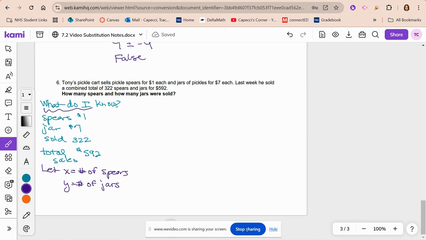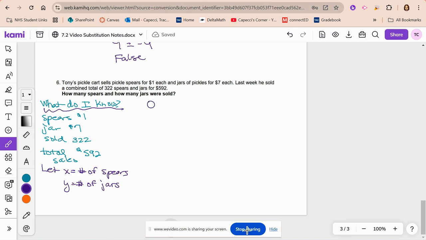So what I like to do in the beginning of these word problems, so it doesn't get so overwhelming, is just make a list. It's hard to look at a couple sentences and come up with what's going on. So I make a list. I know that the spears are $1 each. I know that the jars are $7 each. I know that 322 items were sold. I know the total sales was $592. And I'm going to set X and Y equal to what I have here. X is the number of spears and Y is the number of jars.